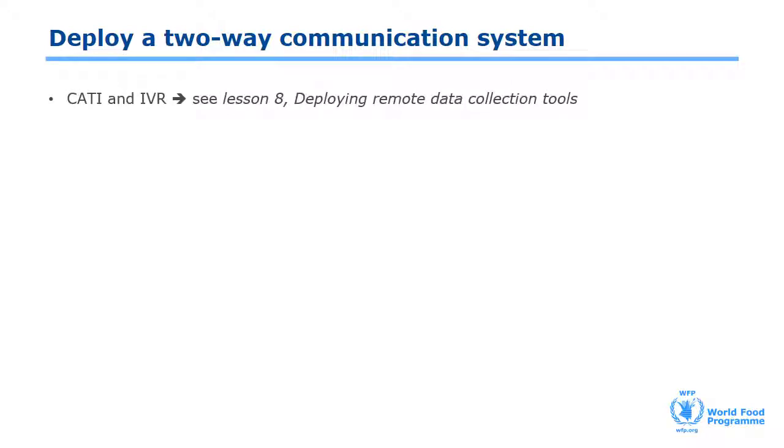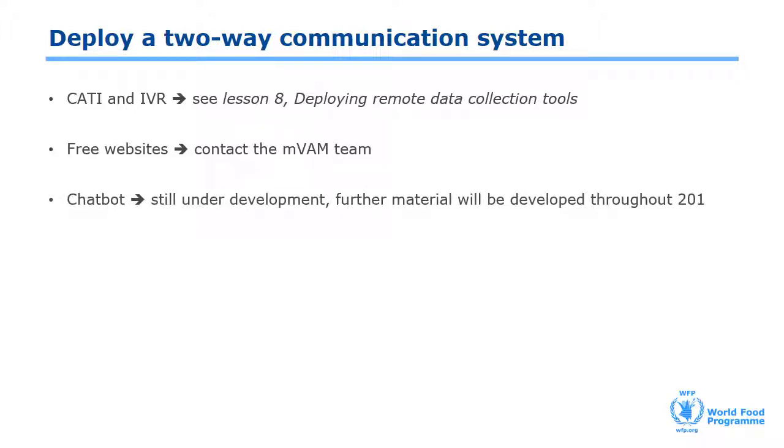When you are ready to deploy your CATI or IVR two-way communication system, you can follow the instructions that were given earlier in Lesson 8 on in-house tools. For information on free websites, contact the mVAM team. For the chatbot, further material will be developed as soon as the developing and testing phases will be over in mid-2018. You can find a document on scoping and deployment of two-way communication tools in the resources section of this lesson.